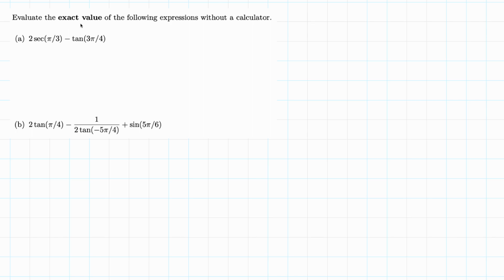Evaluate the exact value of the following expression without a calculator. So we've got two expressions: secant pi over 3, and tangent 3 pi over 4. Pi over 3 is a standard angle, so let's look at part of the unit circle.